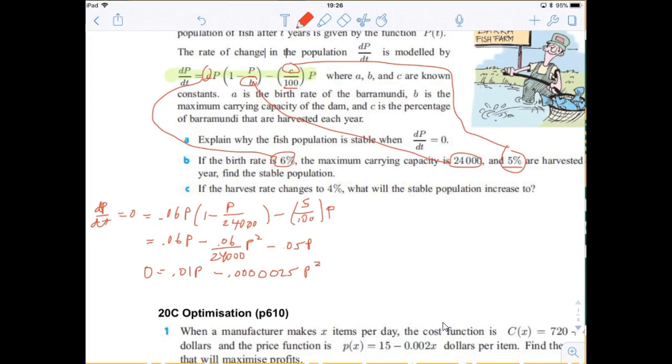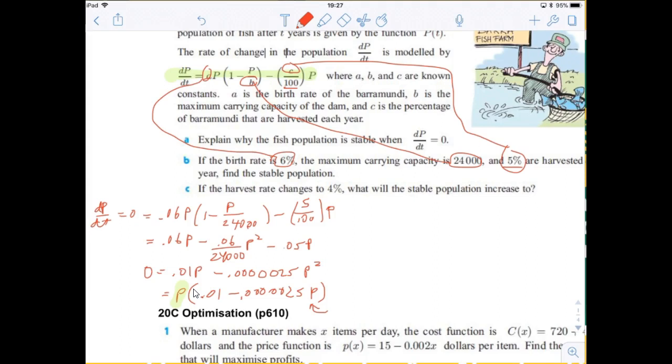Now, to see what values of p would make that 0, the easiest way to do it is to factor out a p and make 2 factors. We got p times 0.01 minus 0.0000025 p, right? So a p-value of 0 would make that 0, and the whole thing would become 0. But that's not a very interesting result because, oh yeah, a population of 0 fish is stable. Whoopie-doo. Okay? And then the question is, what value of p would make this 0?